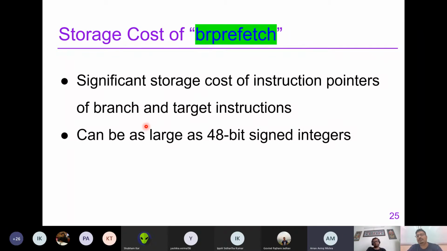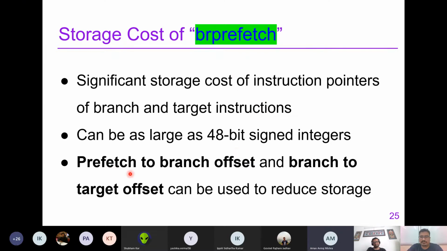So we need to see how we can reduce them. To reduce them, instead of storing absolute values of these addresses, we can store the offsets. We can store the offset between the prefetch instruction and the corresponding branch instruction, and we can also store the offset between the branch and its corresponding target instruction. Now we'll see how effective these offsets are.